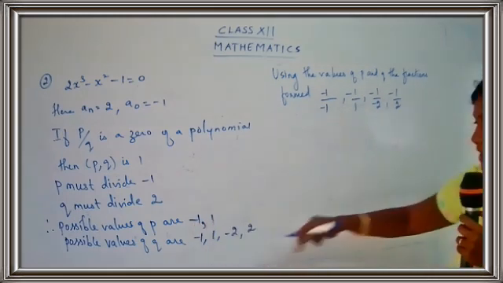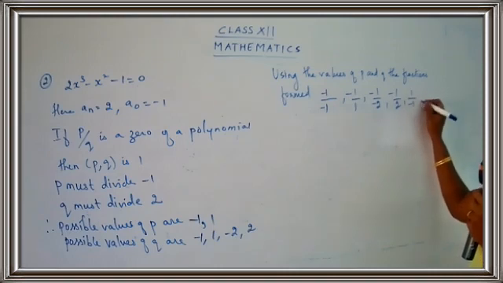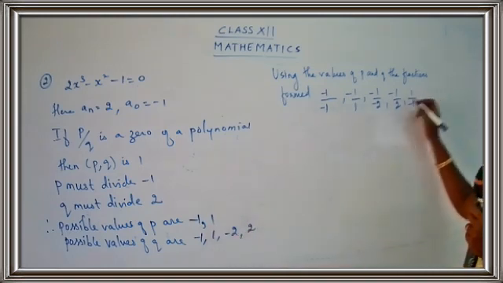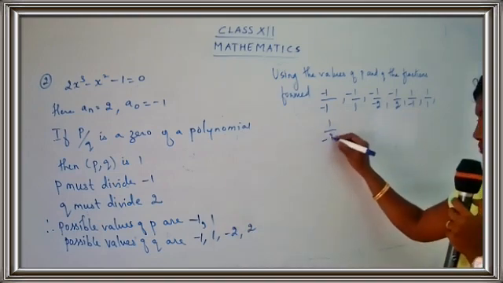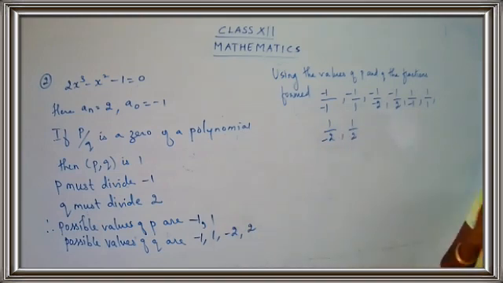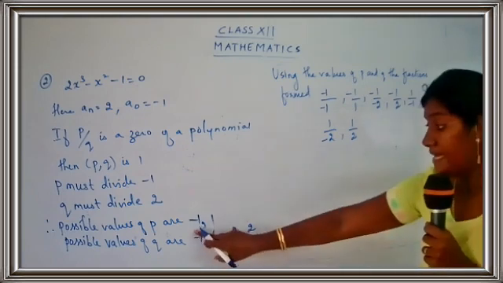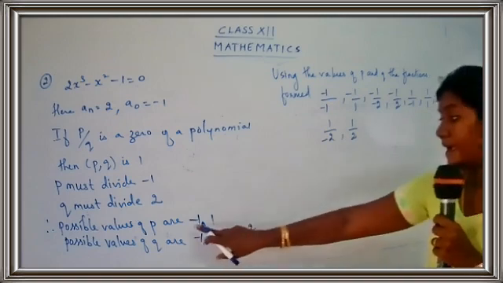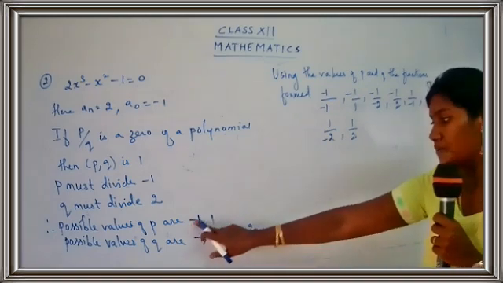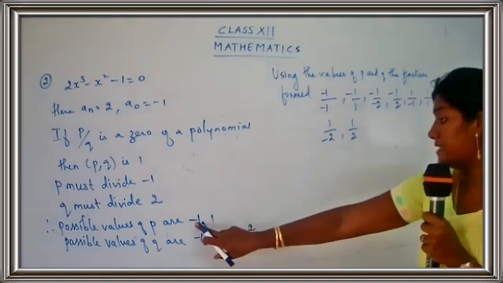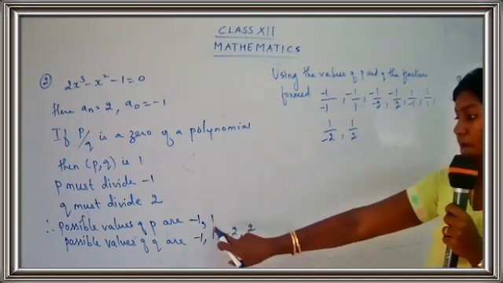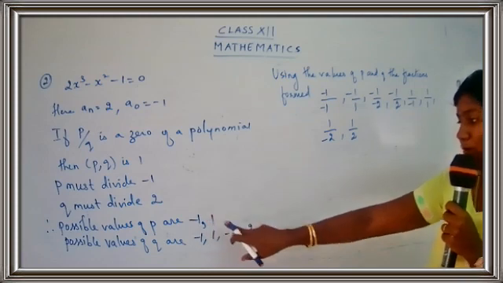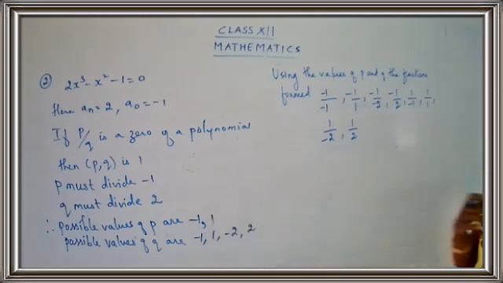Now let me take the next value. That's 1 upon minus 1, then 1 upon 1, then 1 upon minus 2 and 1 upon 2. So what are the possible fractions I have got here? Minus 1 upon minus 1, minus 1 upon 1, minus 1 upon minus 2, minus 1 upon 2, 1 upon minus 1, 1 upon 1, 1 upon minus 2, 1 upon 2.